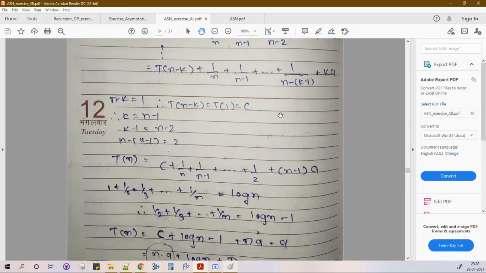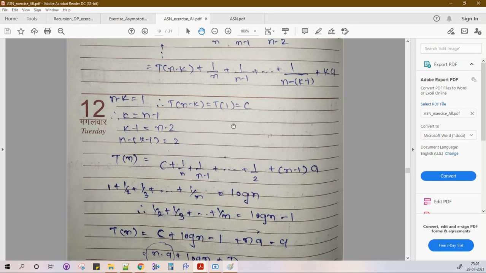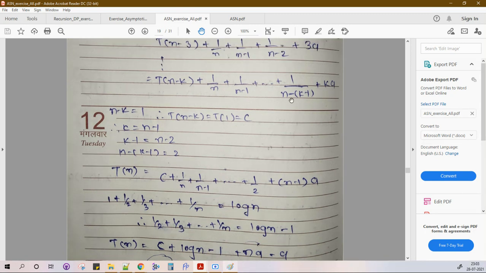Let's try to solve this series. We know one series of log n, that 1 plus 1 by 2 plus 1 by 3 up to 1 by n is order of log n, right? I guess it was given in one of yesterday's examples. Now we have the series up to 1 by 2. See, n minus k minus 1, if you put k equal to n minus 1, n will cancel out and it would be 2. So it would be c plus 1 by n, 1 by n minus 1, and so on, up to 1 by 2.